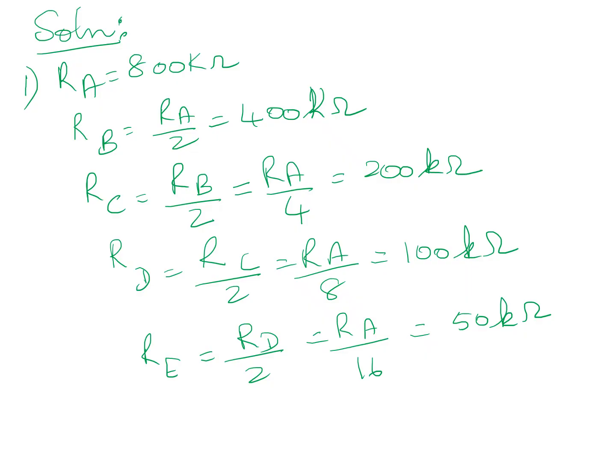So this is the way we need to calculate the other values of resistors. What you understand from this is RA is 800 kilo ohm, and RB, RC, RD, RE are 400 kilo ohm, 200 kilo ohm, 100 kilo ohm, and 50 kilo ohms respectively. As the values of resistors are varying, one end of the resistor is 50 kilo ohm and the least significant bit value is 800 kilo ohm. The values of the resistors are varying, and hence the currents passing through them also vary. This is one of the drawbacks of binary weighted resistors.